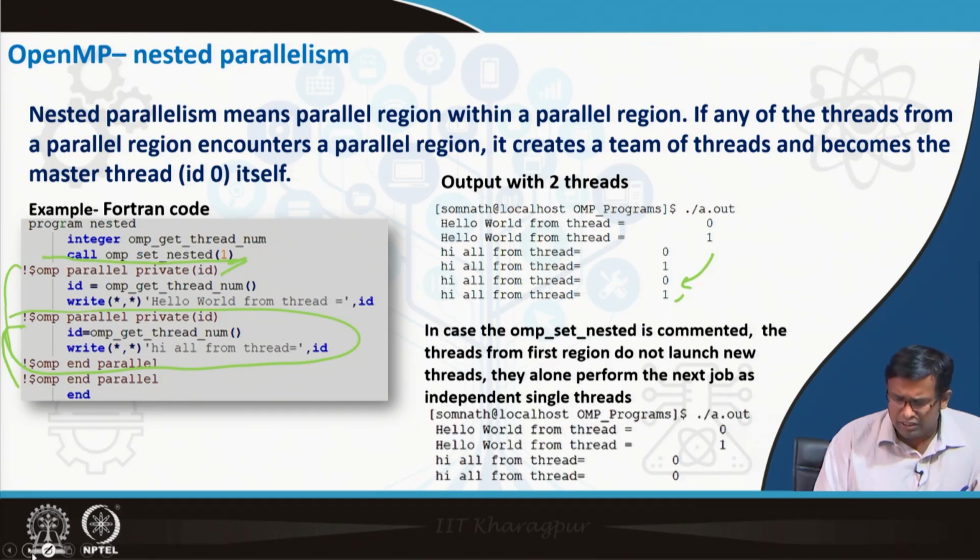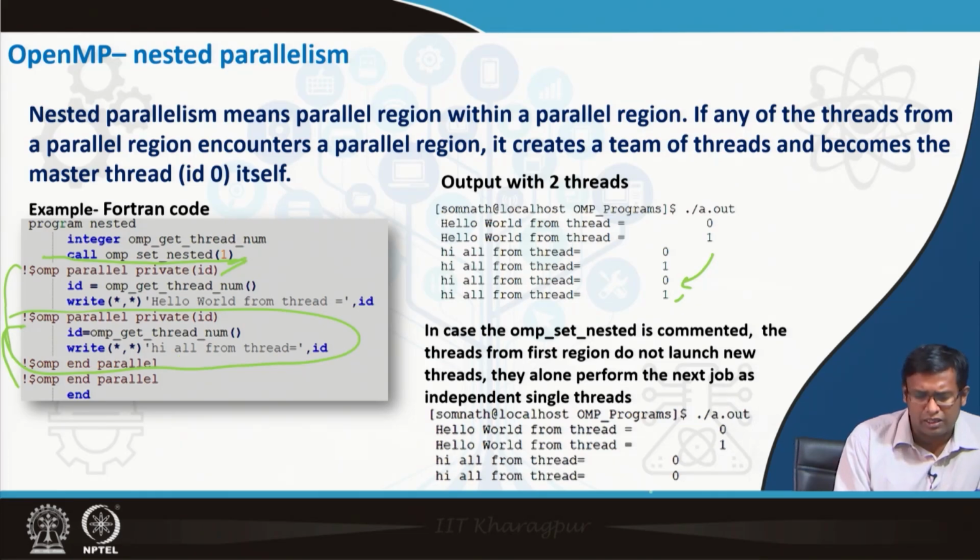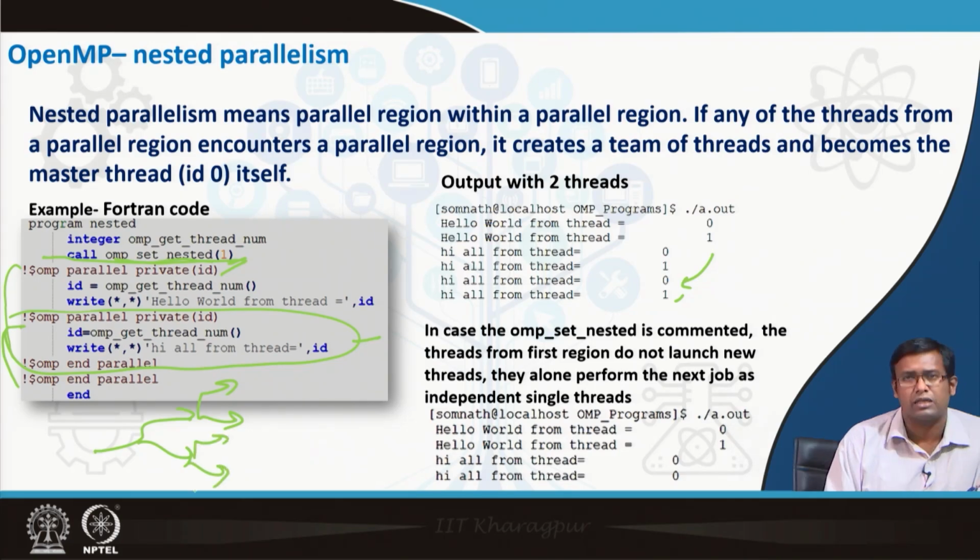In case we turn off nested parallelism, this section is simply launched, and they do not launch any further threads. They simply launch one thread in the nested part. Multiple threads do not act there, but each thread again becomes a master in the nested parallel part. Whether it will be nested parallel or not has to be set by the environment variable omp_set_nested. If its argument is non-zero, it will be a nested parallel region. Nested parallel means there are multiple threads launched and each thread is further launching another set of threads.